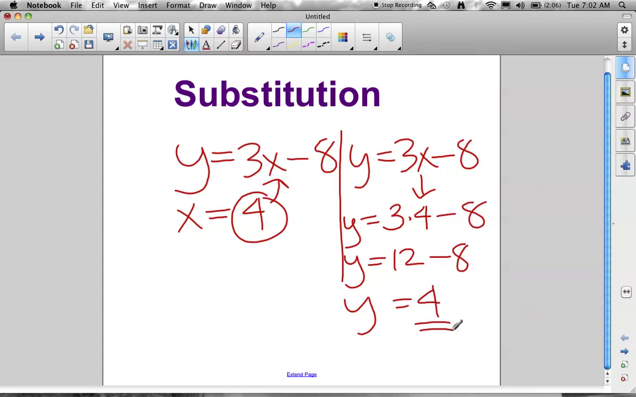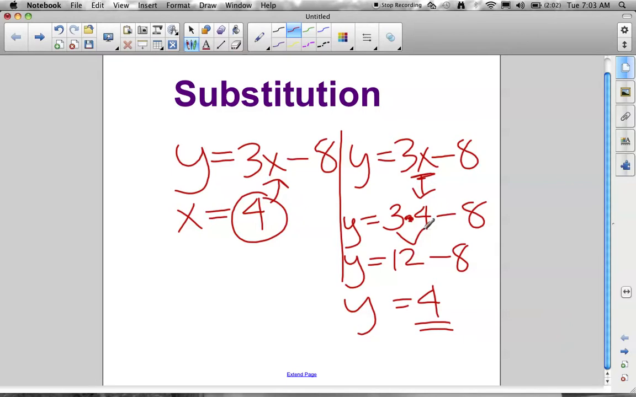So all I did was essentially just plug in my value right here for x, which is 4, knowing that there's multiplication between the 3 and the 4. Multiply it again using your order of operations. You get 12. Bring down that, subtract 8. 12 take away 8 is 4. And you get y equals 4.